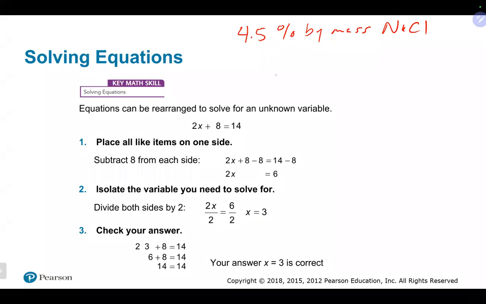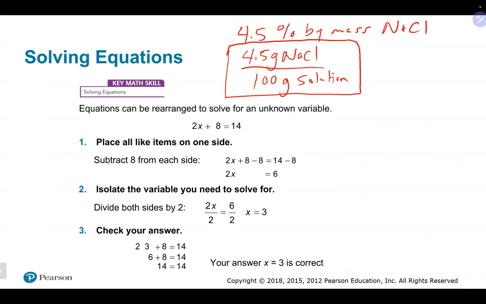So if we had something like this, we could say that we would have something like 4.5 grams of sodium chloride and like 100 grams of solution, for example. This is really a conversion factor, which is really a fraction, right? A numerator and denominator. And we could also use it as a conversion factor by simply flipping it around: 100 grams of solution would have 4.5 grams of sodium chloride.